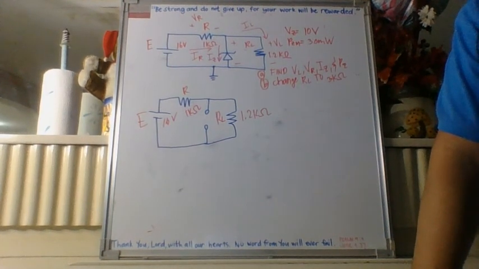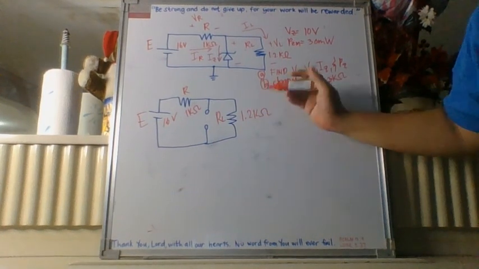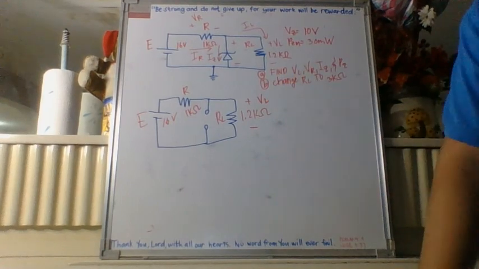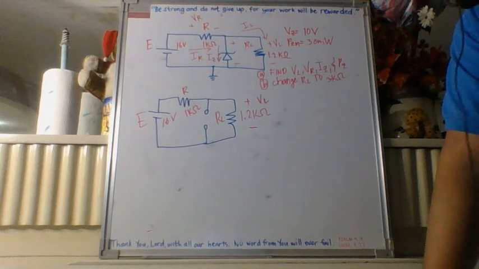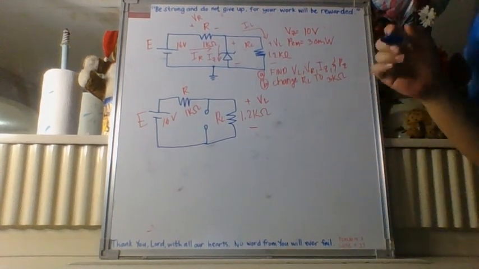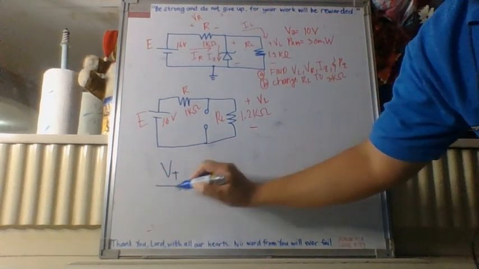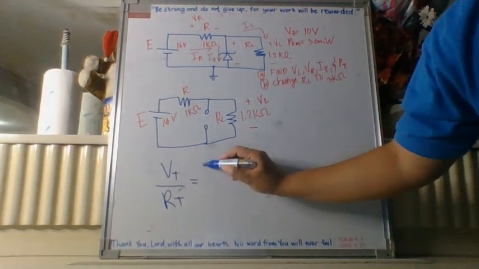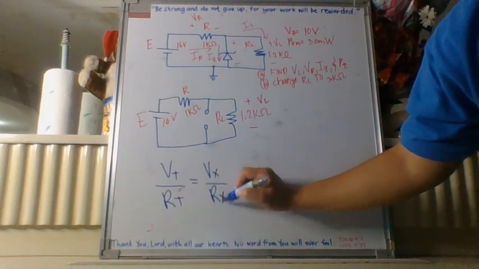Our objective here is to solve first for V sub L, or the voltage across the load. So we have plus and minus. That is your VL. Sa Circuits 1 na pag-aralan natin yung equation for the voltage divider. So let me just recap that. We have the total voltage divided by the total resistance is equal to the voltage at a certain point divided by the resistance at that certain point.